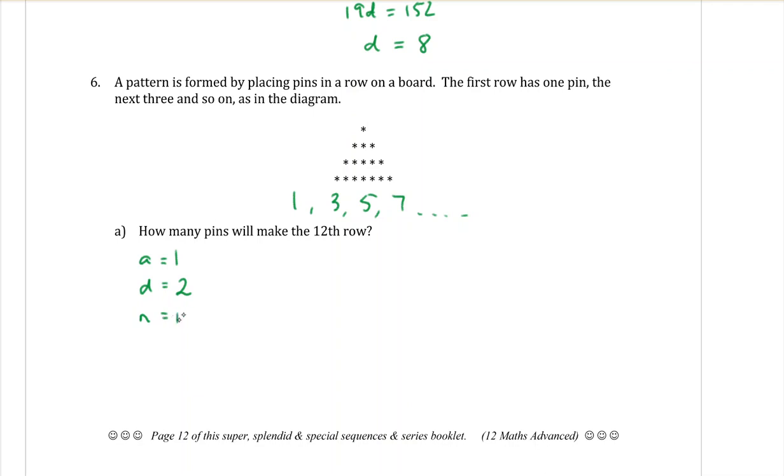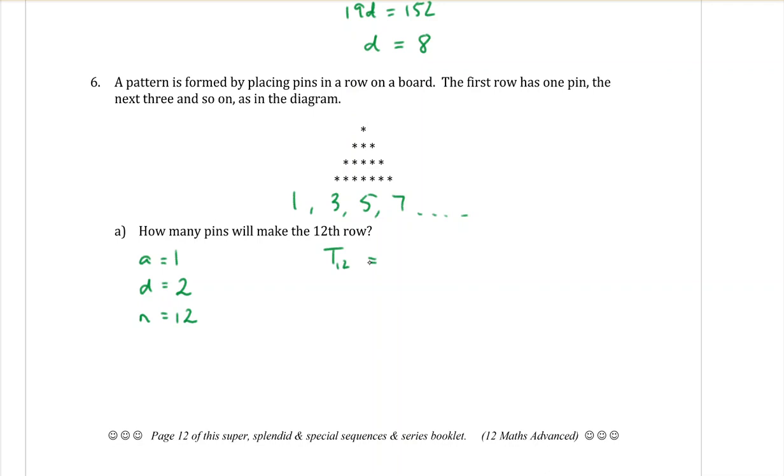So n is going to be equal to 12. However, is this a sum question? No, it's asking for the number of pins in one specific row. So I'm actually after the 12th term for part A. Part B is the sum part.